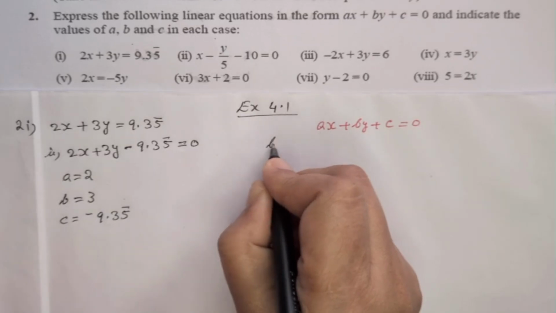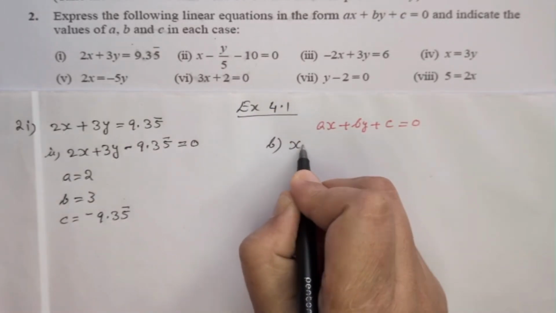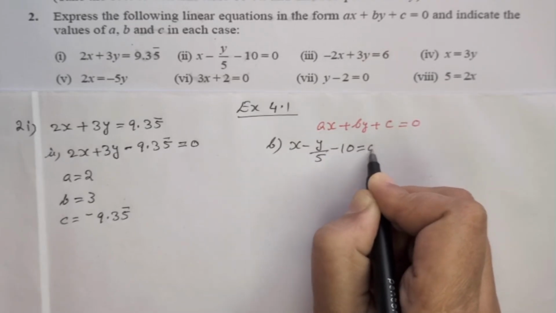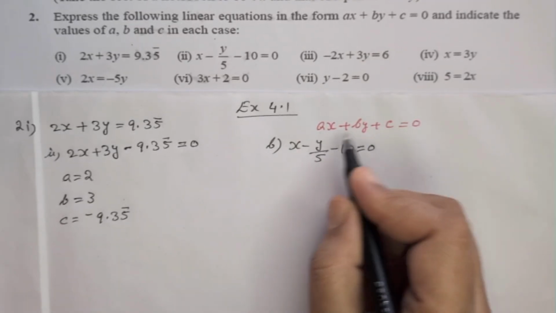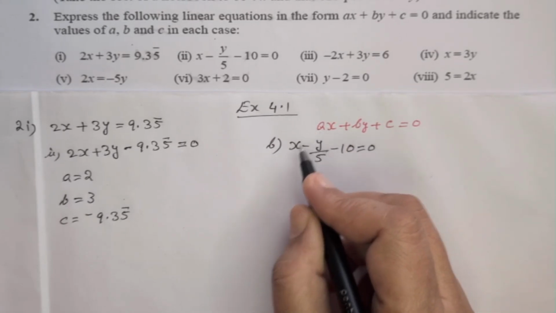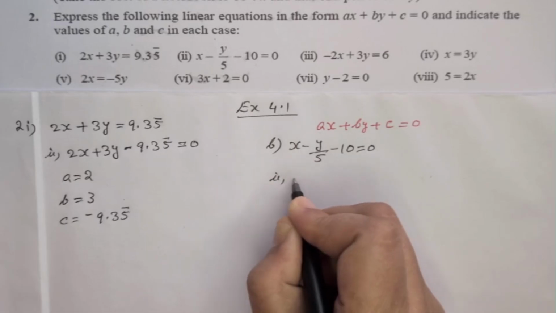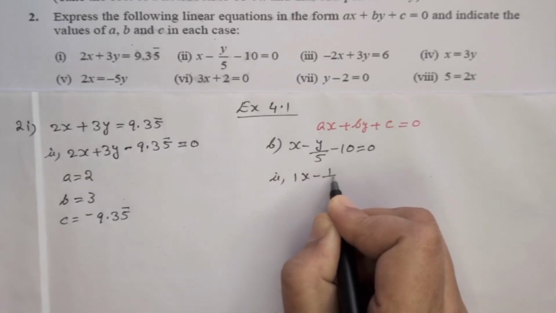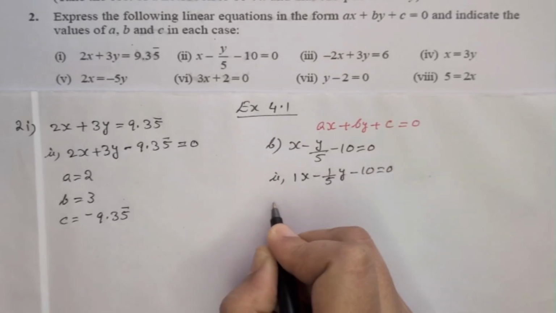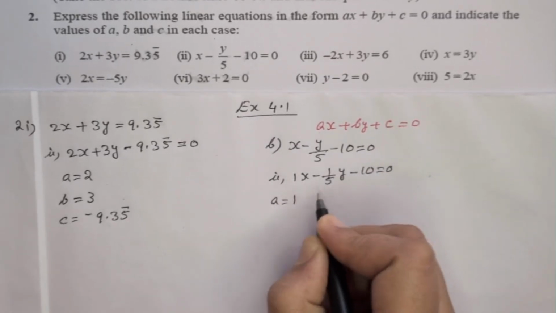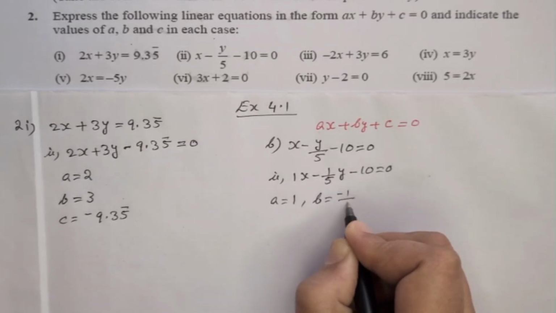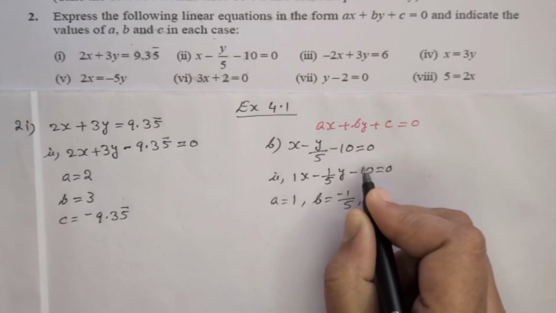Now the second one, x minus y by 5 minus 10 is equal to 0. Here all the terms are already on the left side. Here we have to compare coefficients, so we can rewrite this as 1x minus 1 by 5 into y minus 10 equal to 0. Then a is equal to 1, b is equal to minus 1 by 5, and the constant c is minus 10.